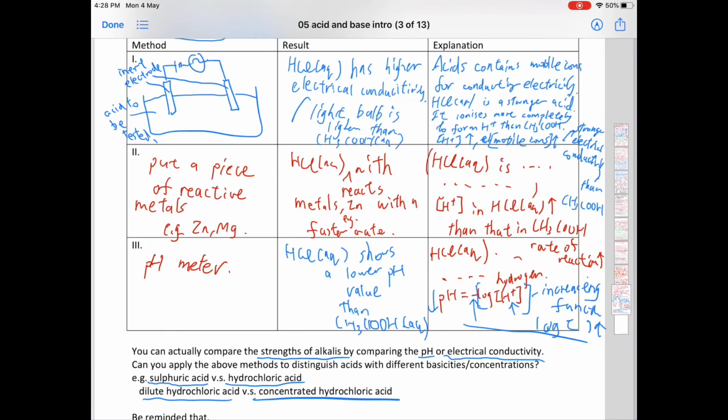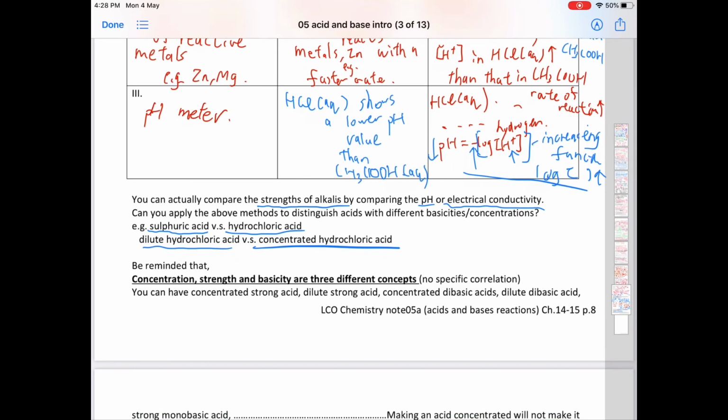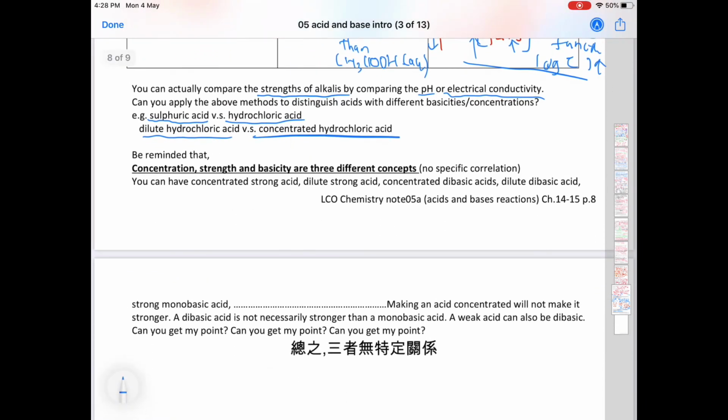The final part here is to tell you the relationship between these three items: concentration, strength, and also basicity. They are three totally different concepts. Sometimes they are related, sometimes they are not. So the conclusion is that there is no relationship in between. You can have concentrated strong acid, concentrated weak acid, dilute acid, dilute strong acid, and their basicity can also be different from each other. So there is no strict relationship between these three concepts.